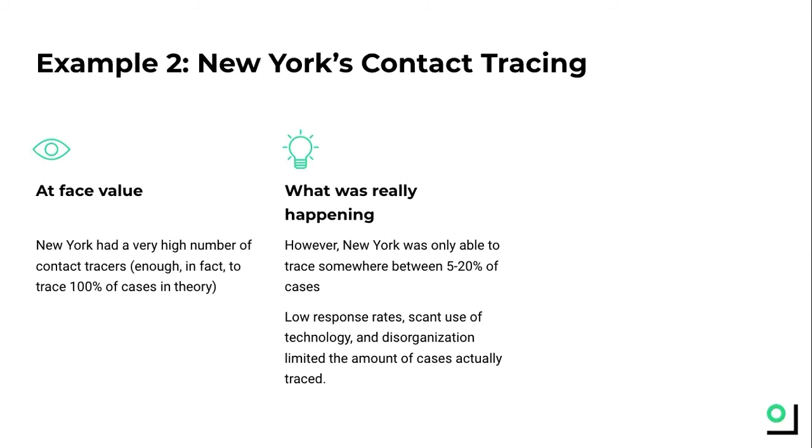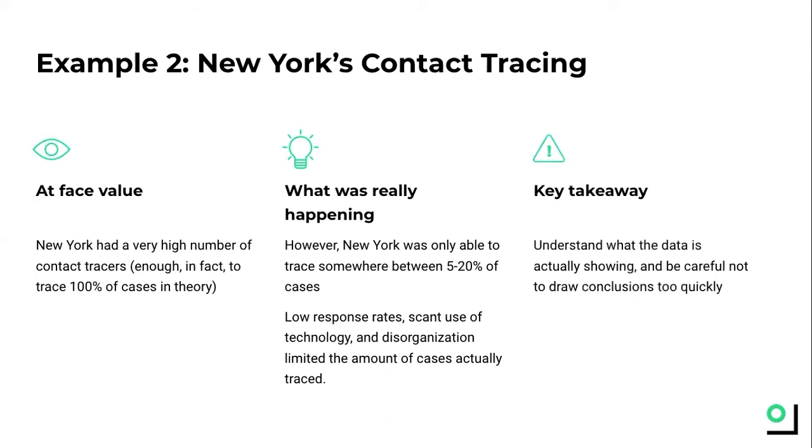It's important to not draw conclusions too quickly when looking at data. With this example, if you saw statistics showing that New York hired enough contact tracers to trace 100% of cases, you might get the impression that their contact tracing program is running flawlessly. In reality, due to the challenges faced in organization, technology, and response rates, New York was really only tracing 5 to 20% of all cases.